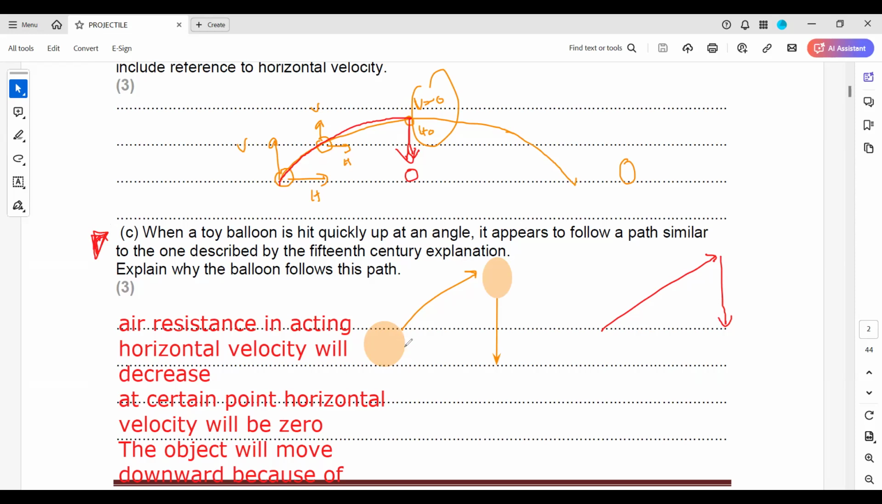So practically what happened, the balloon has both horizontal and vertical velocities. But when it is going up, the vertical velocity is decreasing and the horizontal is also decreasing. And at the maximum height, the horizontal is 0, the vertical is also 0. So when both components are 0, because of the force of gravity, or its weight, it will move downward or accelerate due to gravity. Is it clear? Part C, anyone having a doubt or a question? No, sir. Is it clear to everyone?